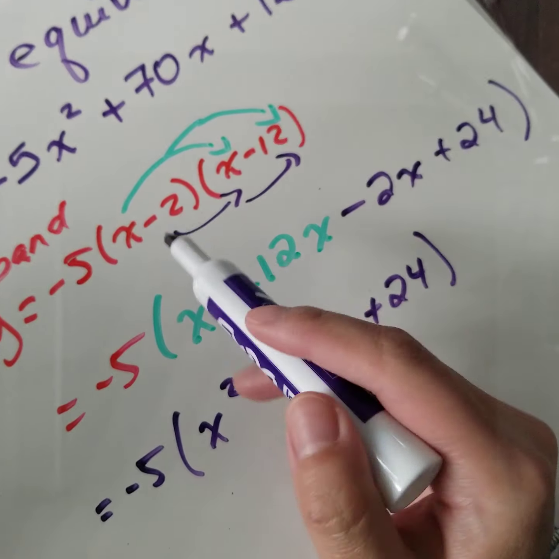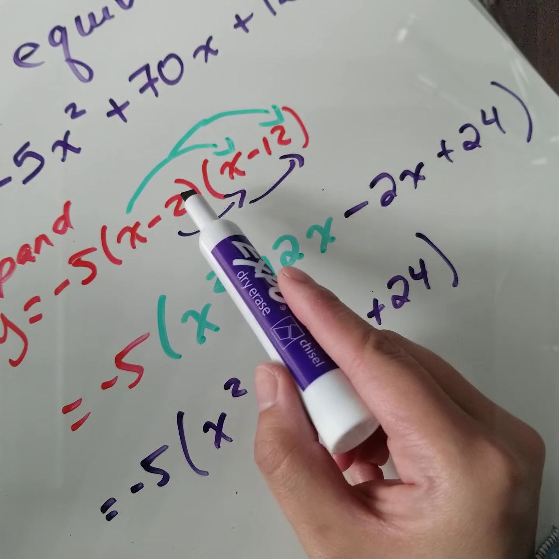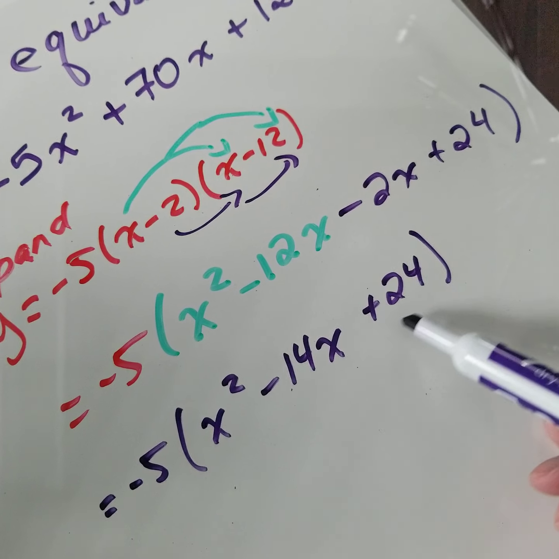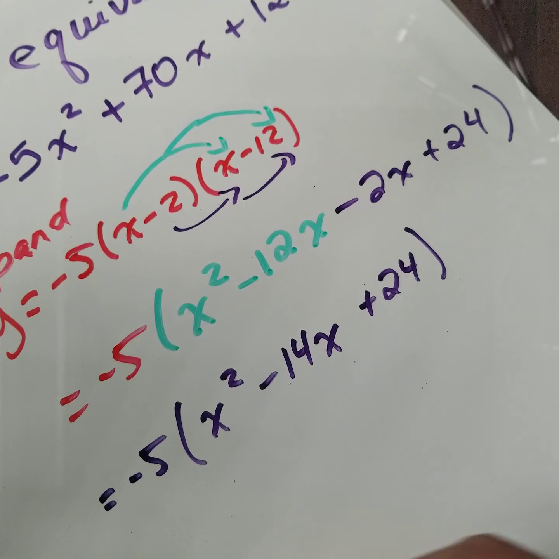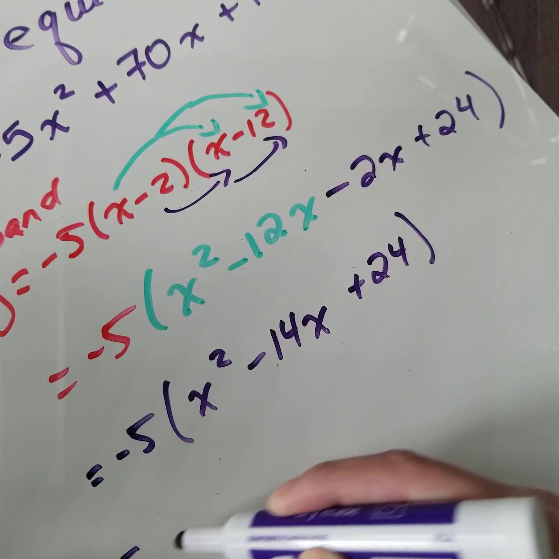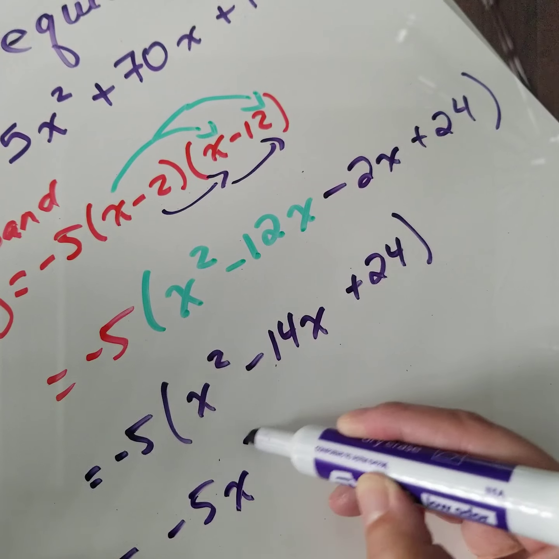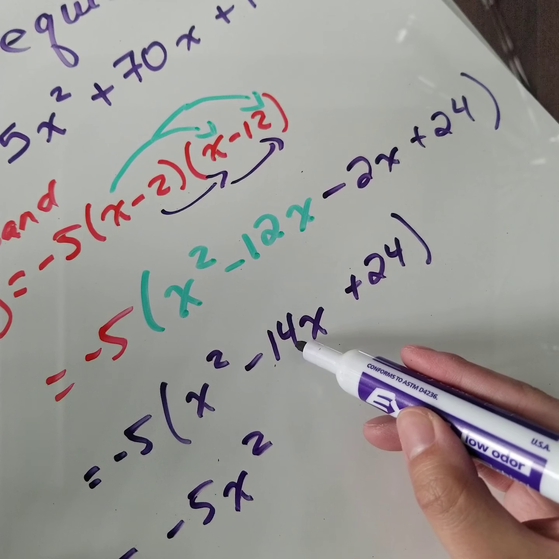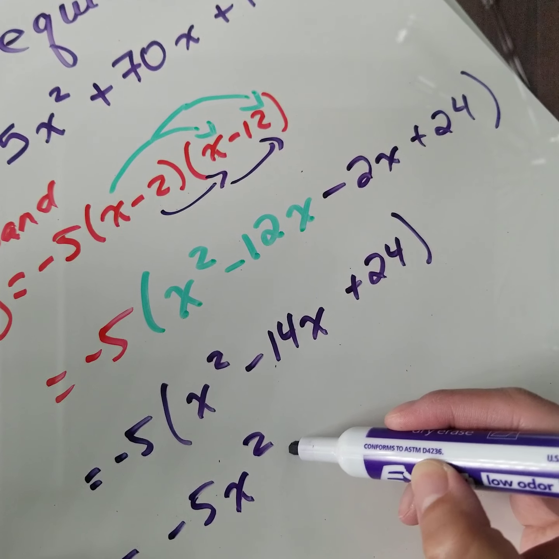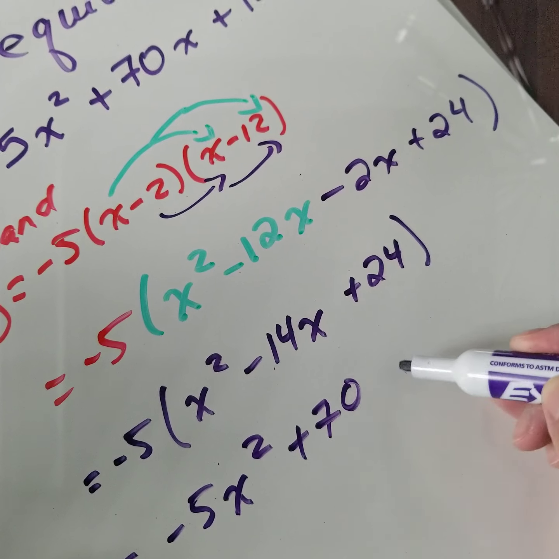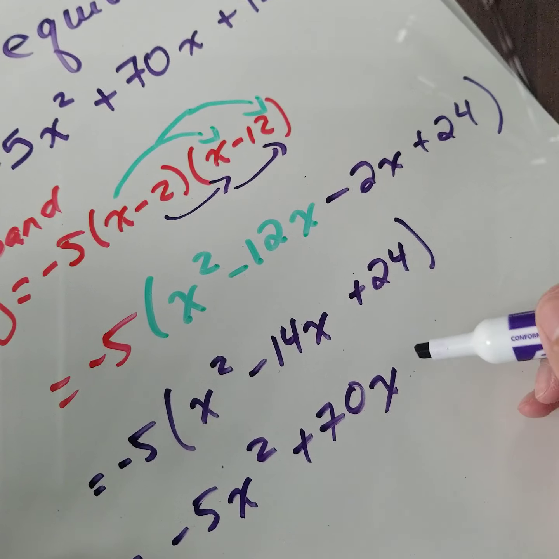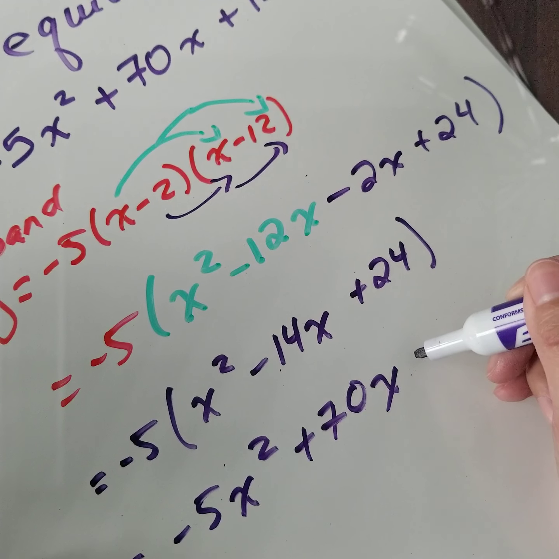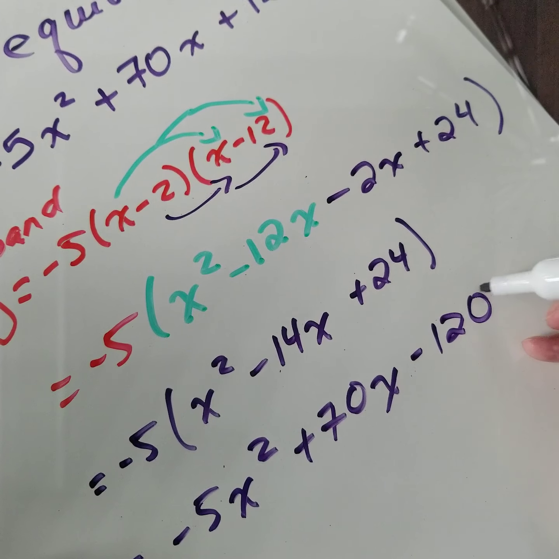So now that I multiplied the second and the third term, I will distribute this -5 now to every term. So everyone's going to get multiplied by -5. So this term is going to be negative 5x squared. These two negatives will make a positive. So this should be plus 70x. And this negative 5 multiplied by this positive 24 should be equal to negative 120.